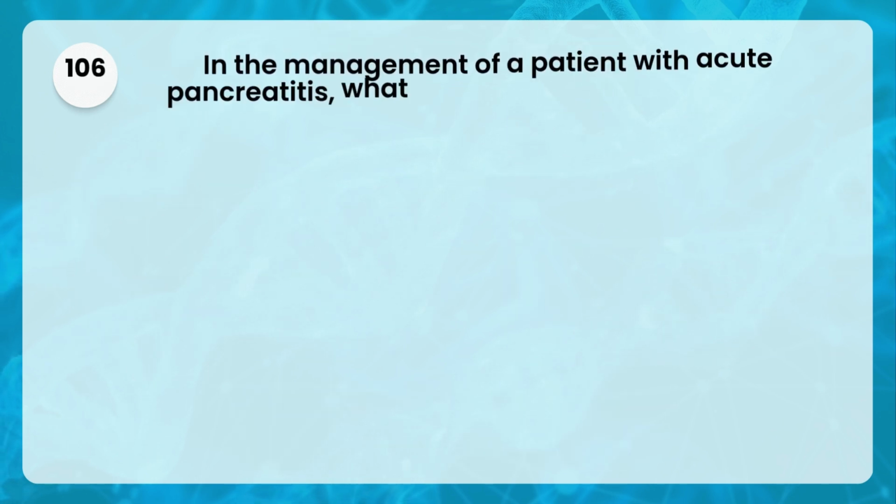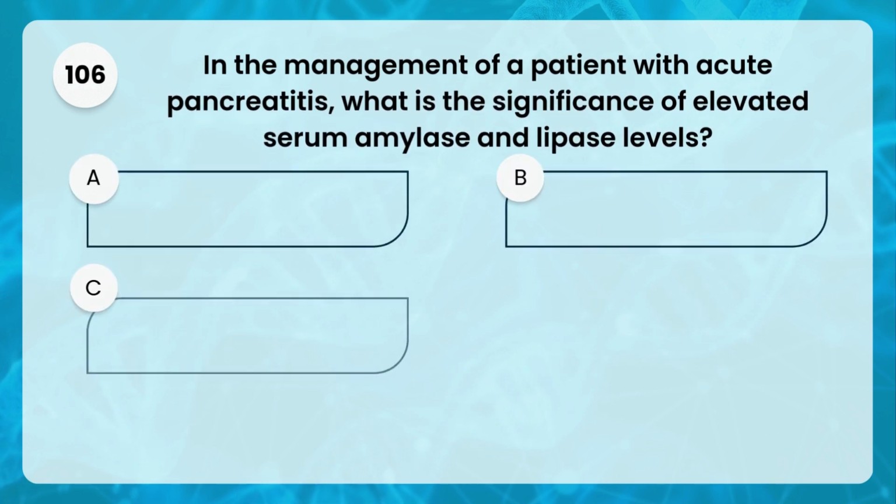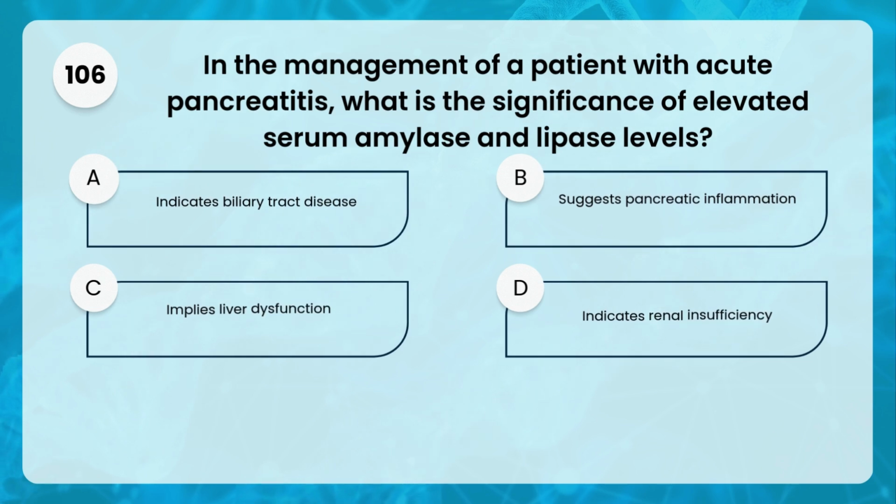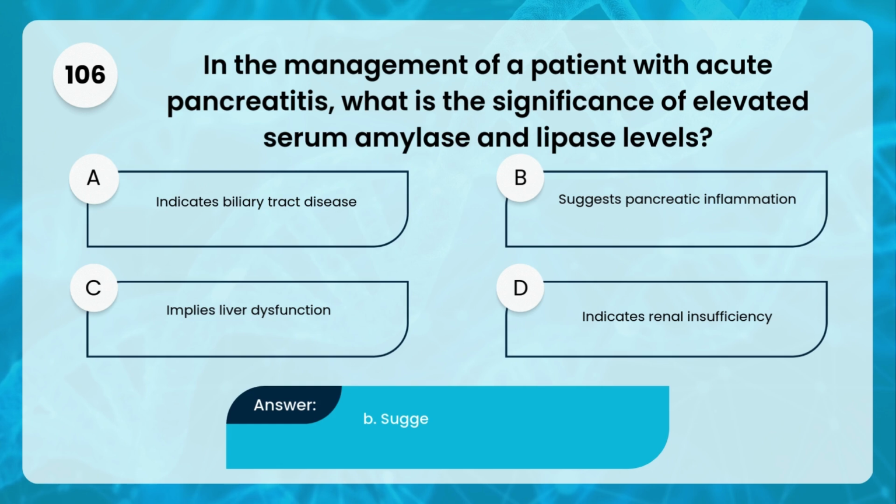Number 106. In the management of a patient with acute pancreatitis, what is the significance of elevated serum amylase and lipase levels? A. Indicates biliary tract disease. B. Suggests pancreatic inflammation. C. Implies liver dysfunction. Or D. Indicates renal insufficiency. The answer is B. Suggests pancreatic inflammation.